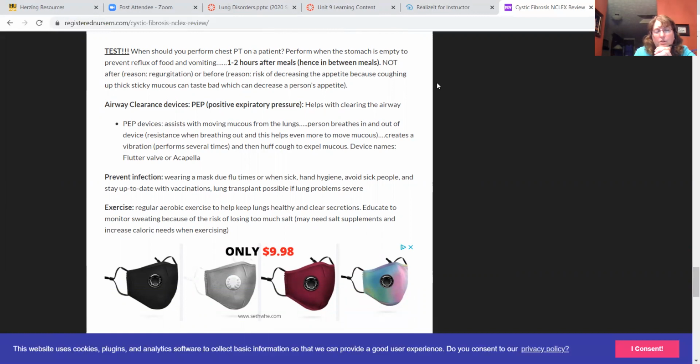Exercise is super important, and these two kids that we know, they do a ton of activities to do exercise to keep their lungs in good shape. So regular aerobic exercise helps to keep the lungs healthy and clear secretions. Educate to monitor sweating because of the risk of losing too much salt. They may need salt supplements and increase caloric needs when they exercise. They do every sport under the sun just to keep their lungs good.